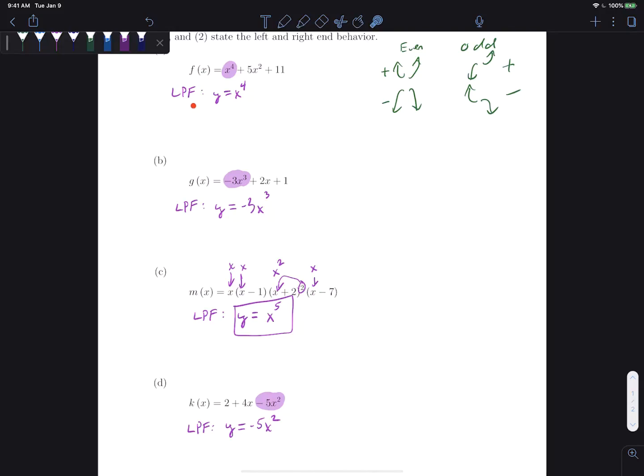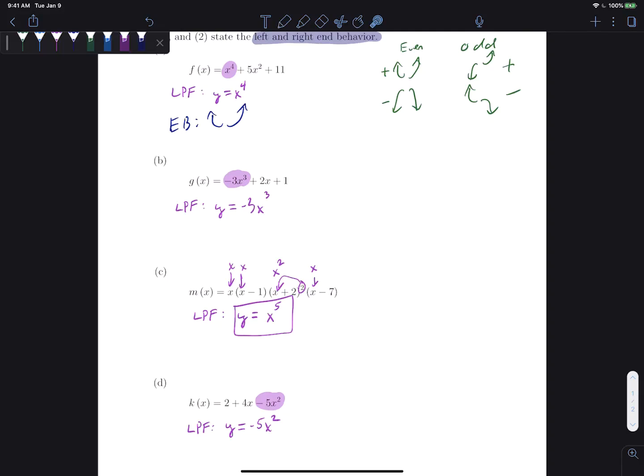For letter A, we have the leading power function of y equals x to the fourth power. We're going to look at the left and right end behavior. For x to the fourth, that 4 is an even degree. That means that we're looking at this column. Notice that there's a positive 1 out front, so we have this positive, so we're going up in both directions. So for the end behavior, we're going up to the left and up to the right.